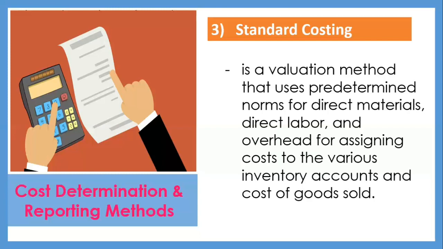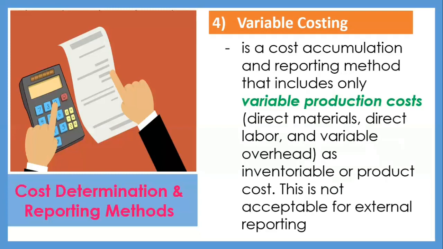Okay, aside from standard costing, we also have what we call variable costing. If we say variable costing, it is a cost accumulation and reporting method that includes only variable production costs, or we have direct materials, direct labor, and variable overhead as inventoriable or product costs. This is not acceptable for external reporting.